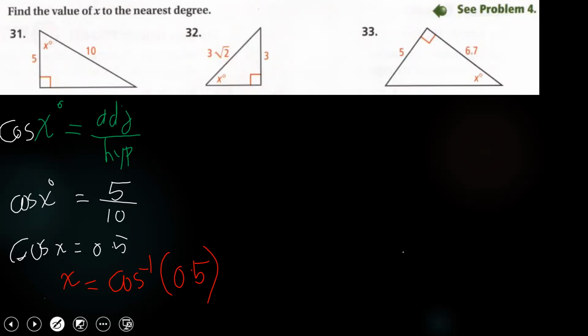Cosine inverse of 0.5 equals what? Equals 60 degrees. So the measure of angle x is 60 degrees. Is it clear? Yes, teacher, 60. Okay. Clear.